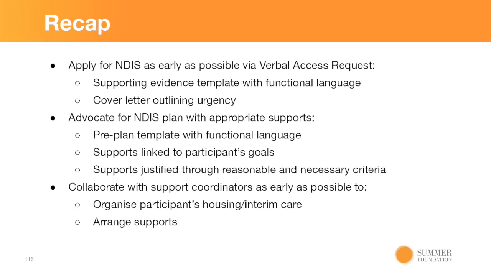So let's recap on today's session. The first step is to apply for NDIS as early as possible via verbal access request. Use a supporting evidence template with functional language and a cover letter outlining the urgency for access. Once a person has met access, the next step is to advocate for an NDIS plan with appropriate supports. And you can do that via your pre-planning template with functional language, supports linked to participants' goals, and supports justified through reasonable and necessary criteria. Lastly, collaborate with support coordinators as early as possible.